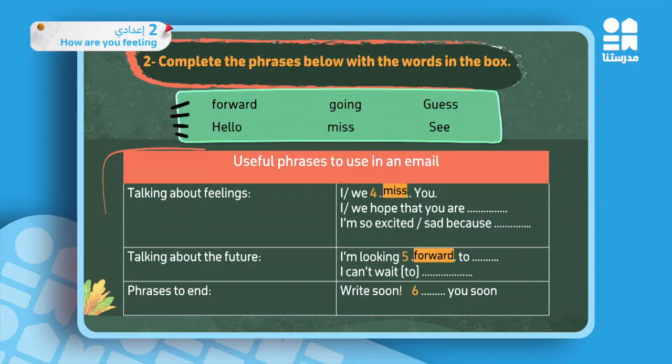Okay? And we can also say I can't wait. And as you see here, we put to between two brackets. Why? It means that we can add it or we can leave it. I can say I can't wait meeting you, or I can't wait to meet you. Both are correct. Okay? Then for phrases to end your email, how you can end your email, like the following.